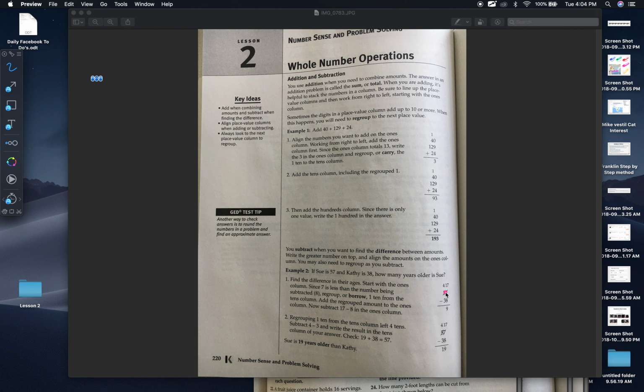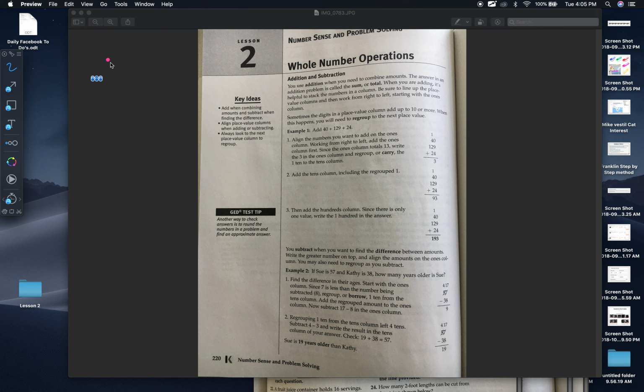So this is no longer usable. Okay, so we work with these numbers up here. 17 minus 8 equals 9. So we put the 9 down. Then we need to do this column. Okay, we'll go down here for that. So again, this 5 is not usable. New number is 4, so 4 minus 3 is 1. So we have the answer, and that is 19. So Sue is 19 years older than Kathy. Okay, that's called regrouping or borrowing, all this stuff right there.